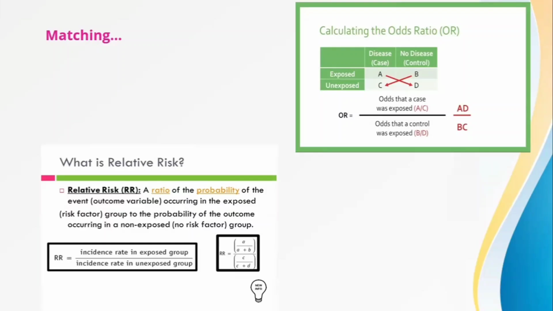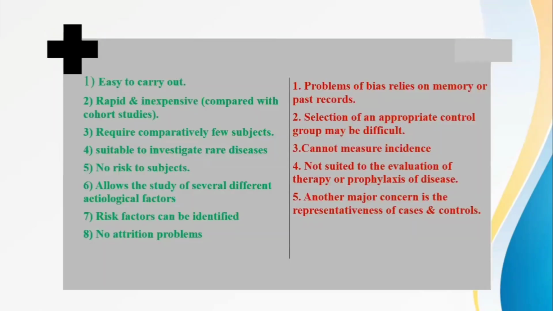And there are a lot of biases. We have to minimize the bias in our research, like confounding factors, memory or recall bias, selection bias, Berksonian bias, and interviewer's bias.